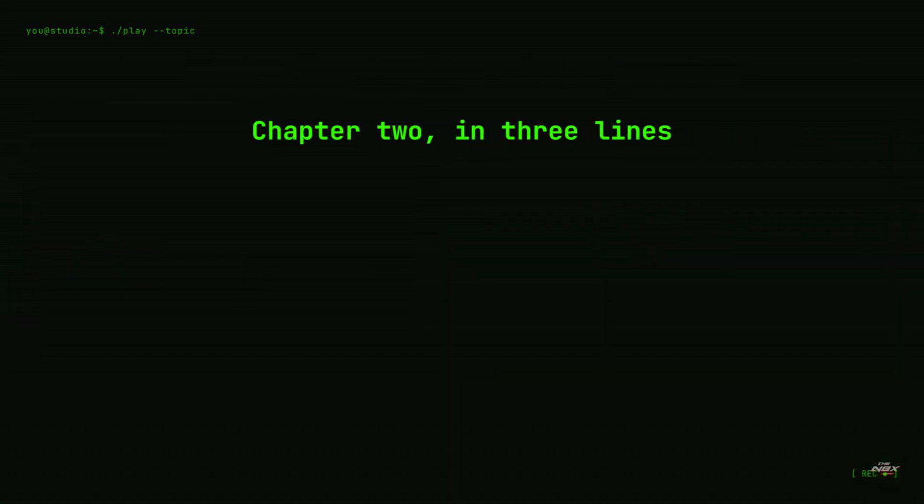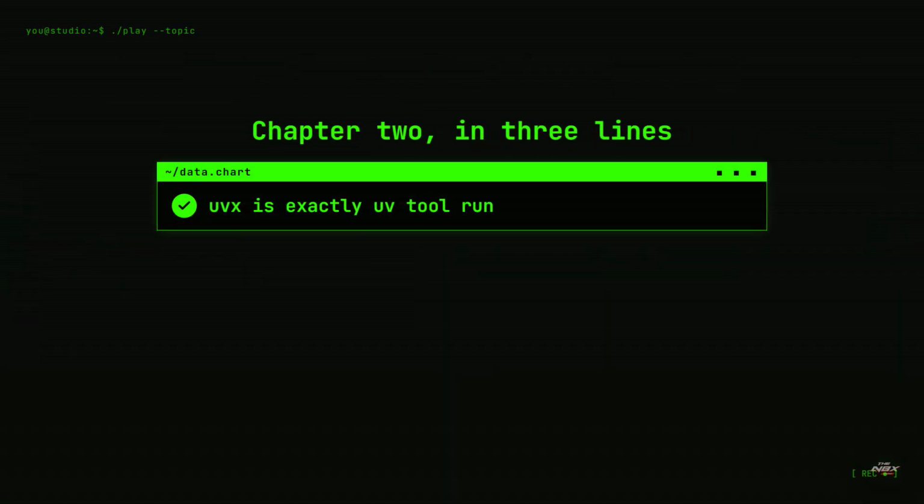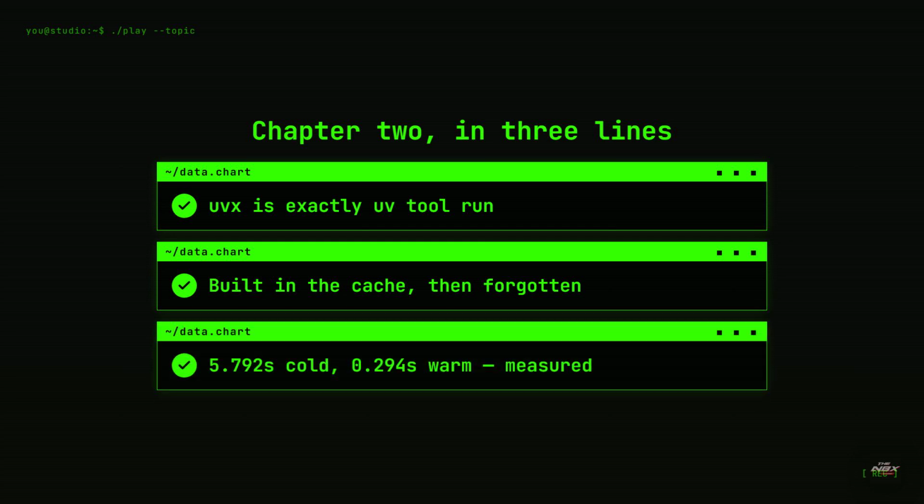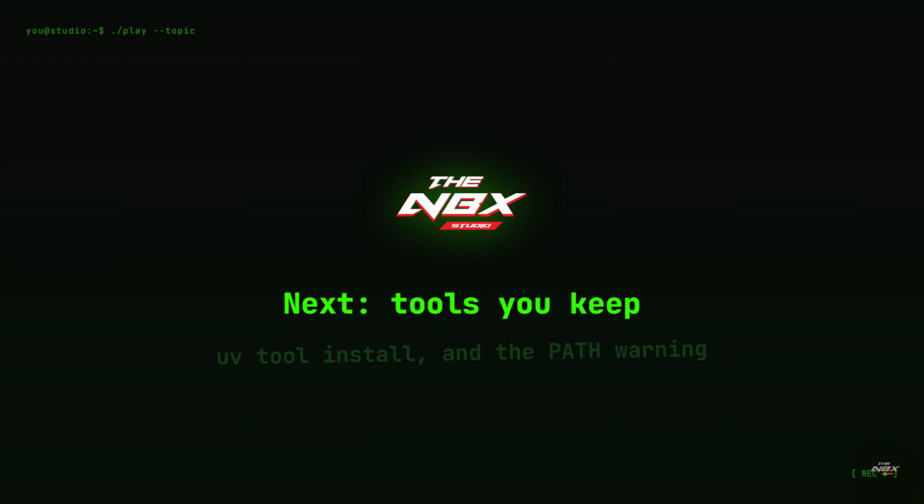So, to recap, uvx and uv tool run are the same command. uvx builds a throwaway environment, runs your tool in it, and forgets the environment. And the second run of anything is nearly free, because the cache already has the parts. Next chapter, the tools you actually want to keep, and the one misunderstanding that catches everybody who installs one.